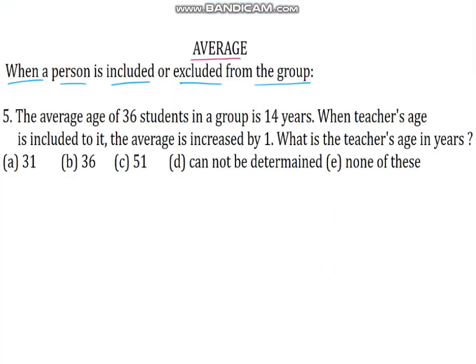Here I am going to solve examples based on averages. In that, when a person is included or excluded from the group, we have to find the age or weight of those persons. The question is: the average age of 36 students in a group is 14 years. When the teacher's age is included, the average increases by 1. What is the teacher's age? Here we have to find the teacher's age.